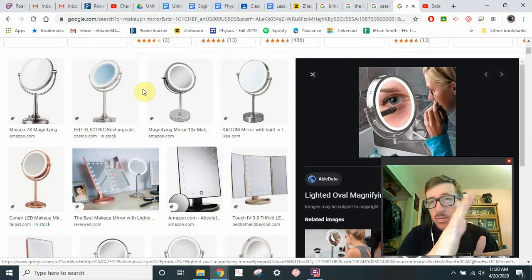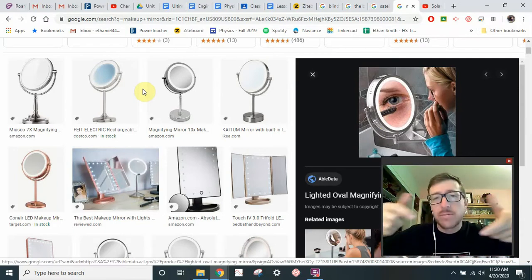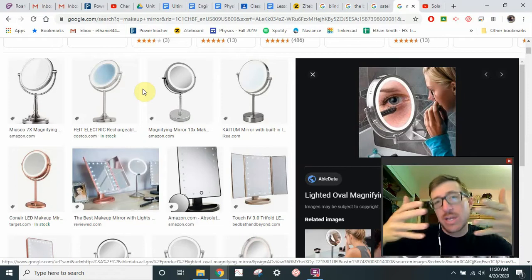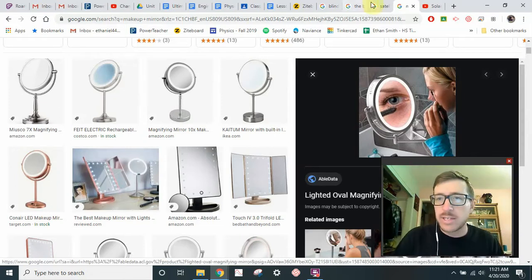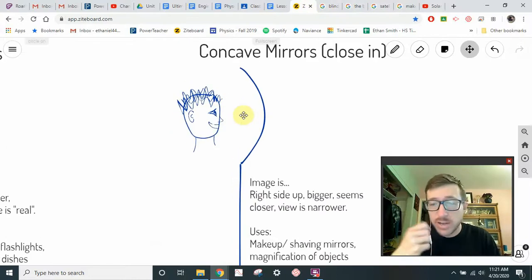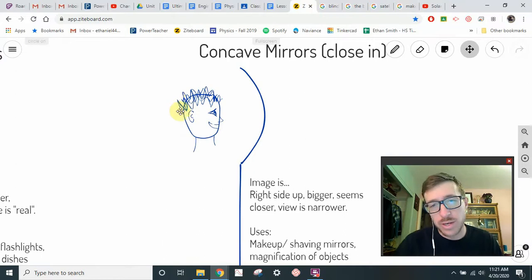Sometimes you'll see these mirrors where one side is slightly concave, slightly curved inward, and the other side is totally flat. So you have the option to look at yourself just like in a normal mirror, or you can flip it and look in this concave mirror close in, and your face is magnified. It's kind of expanded. These are useful if you're shaving or applying makeup, because you don't need to get so close, or you can be a little further away and still get really good resolution.